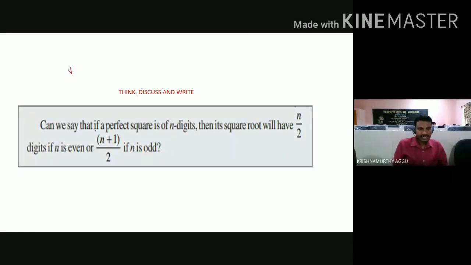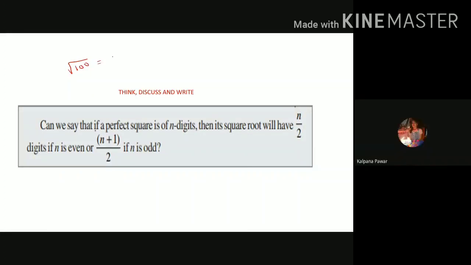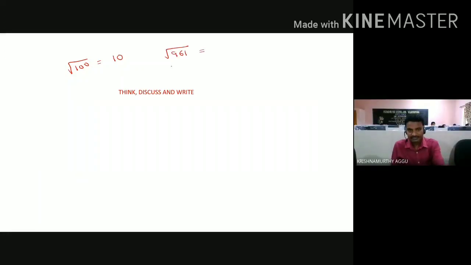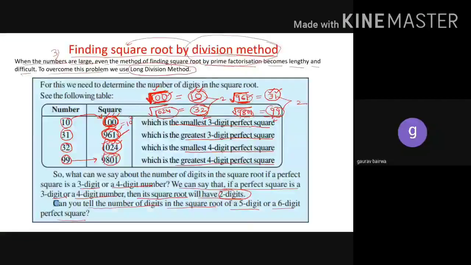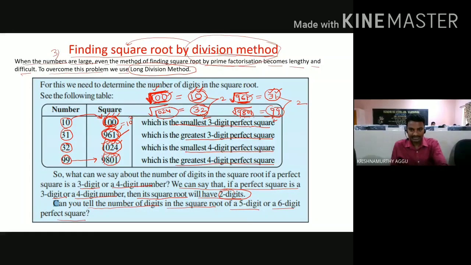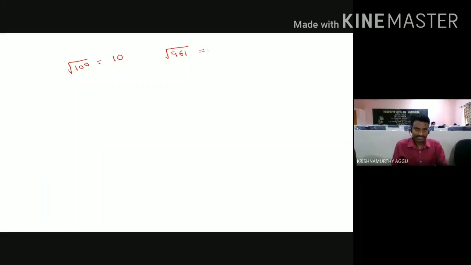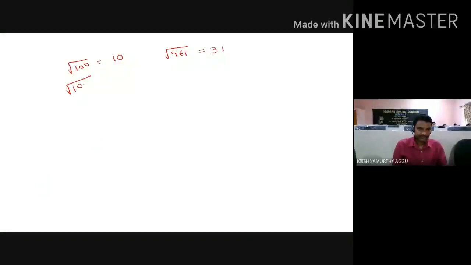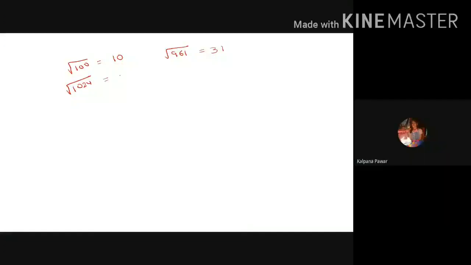Previously you have selected square root of 100. What is the answer? 10. Square root of 961? 31. You can see what I wrote here, 31. Square root of 1024? 32. This much is enough.